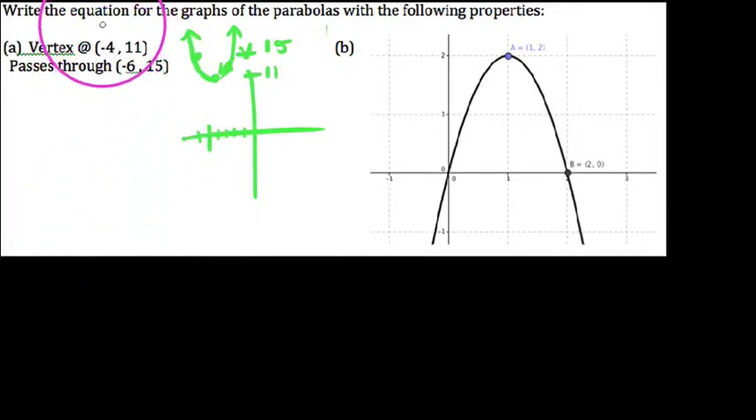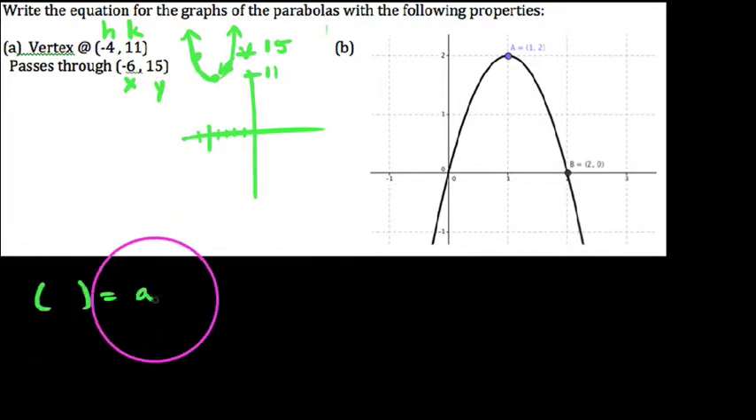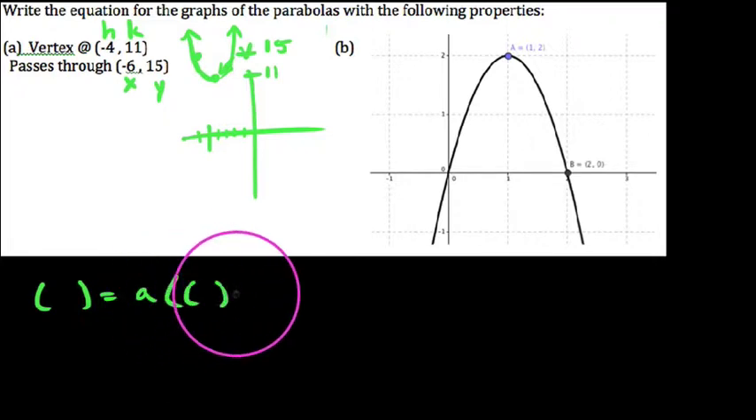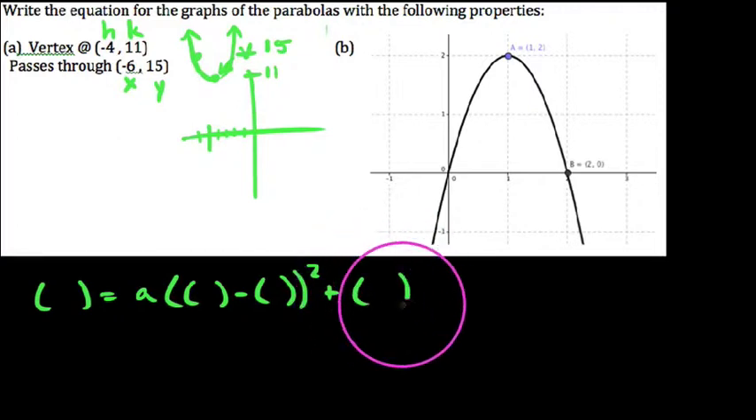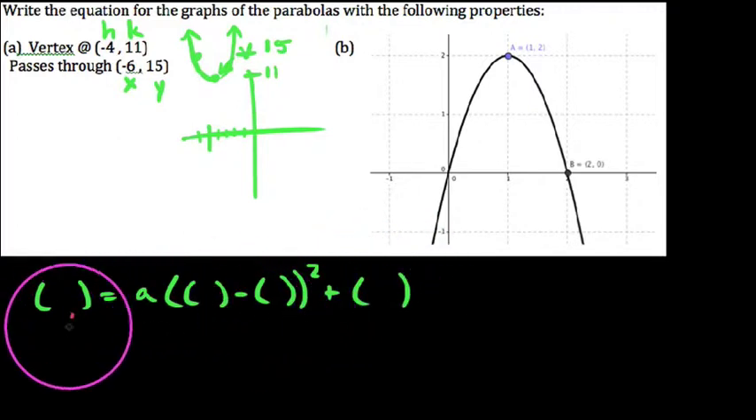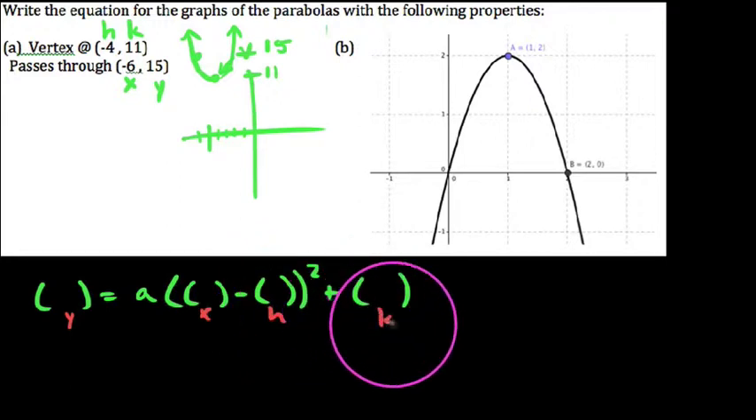We say the vertex at h, k, we say h is -4, k is 11. We have an x value, we have a y value, and so listing all of this out, we'd say y equals a times x minus h quantity squared plus k. And so just to emphasize this, this is our y, this was our x, this was our h, this was our k. We're just going to plug things in.